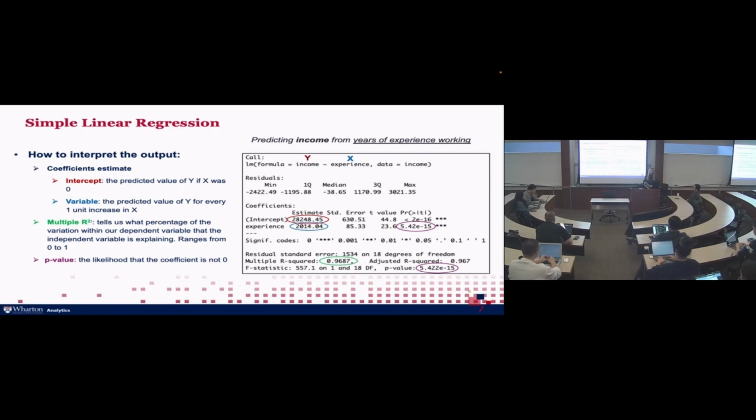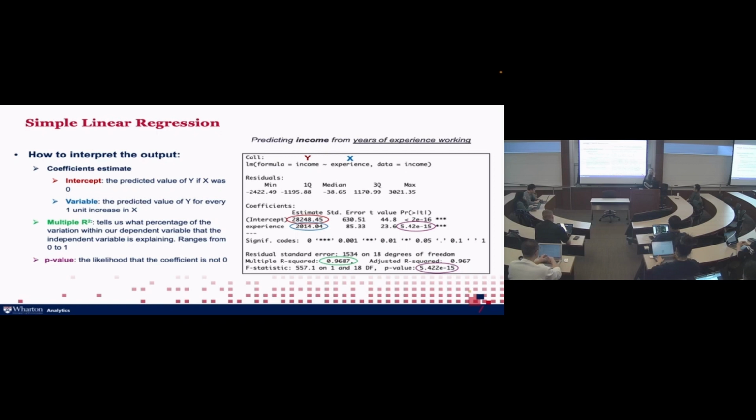So what else do we want to look at in this output? We want to look at the R squared down here. In a simple linear regression with 1 dependent variable and 1 independent variable, you want to look at multiple R squared. The R-squared tells us the percentage of the variation within our dependent variable that is explained by our independent variable, and it ranges from 0 to 1.